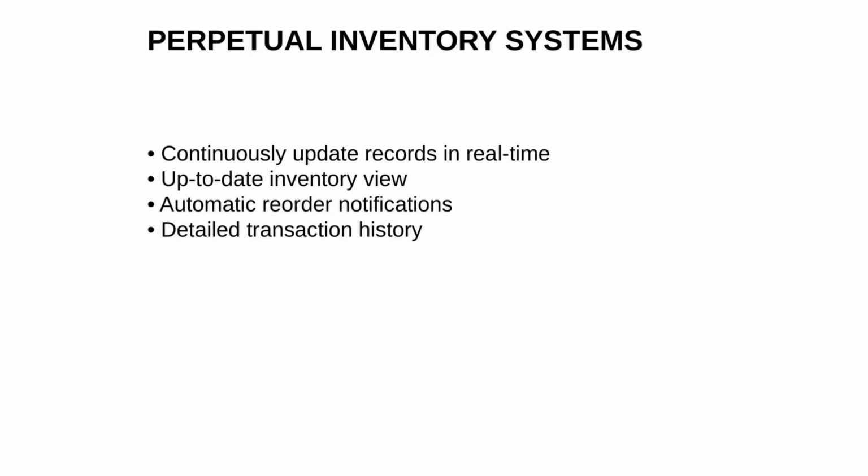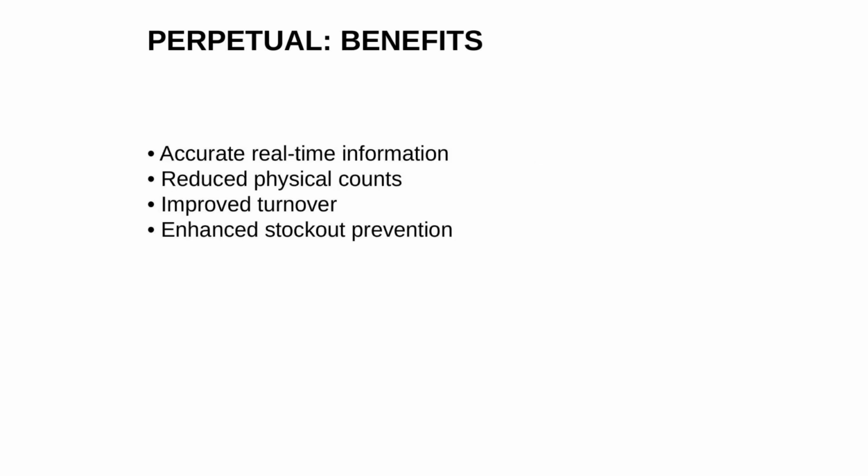Perpetual inventory systems continuously update inventory records as transactions occur: receipts, picks, returns, transfers, and shipments. Instead of waiting for a monthly or quarterly count to update records, the system reflects changes immediately, giving managers an up-to-date view. This creates several benefits.